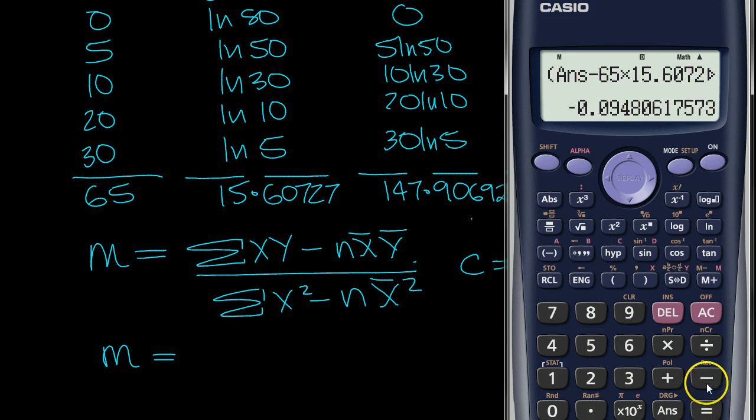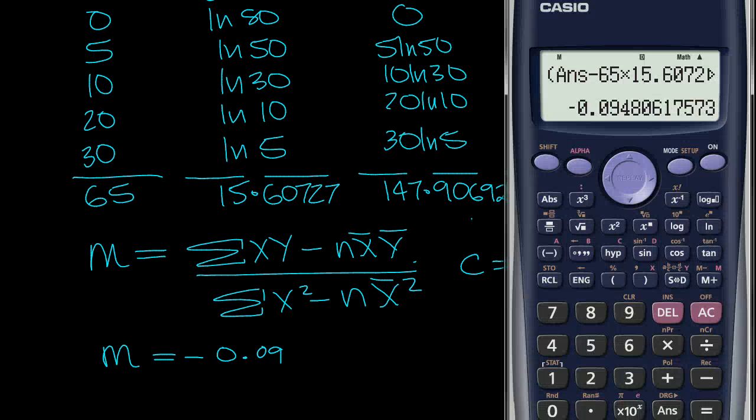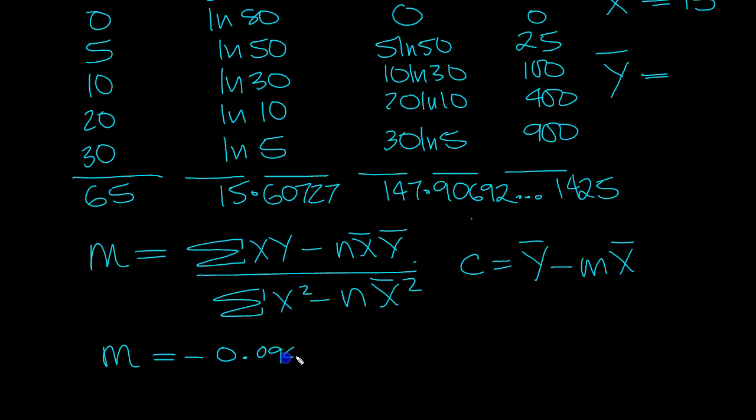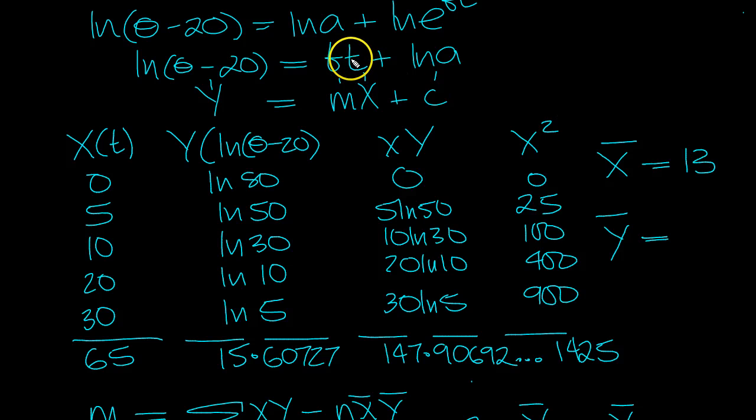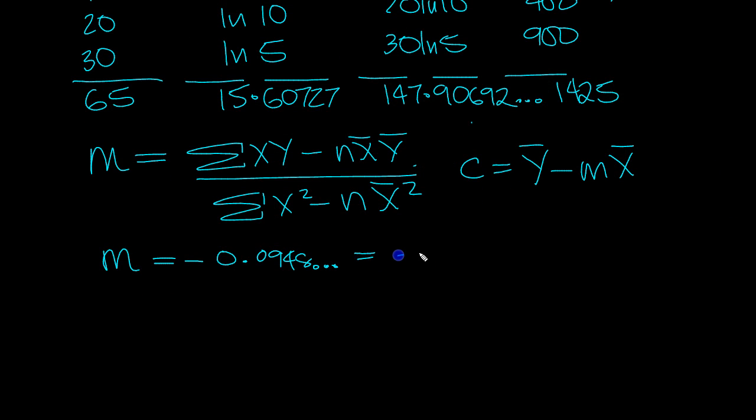Okay, equals minus 0.0948, dot dot dot. Now what did m correspond to? It was b. So b is equal to minus 0.095 then, isn't it? To 3 decimal places.